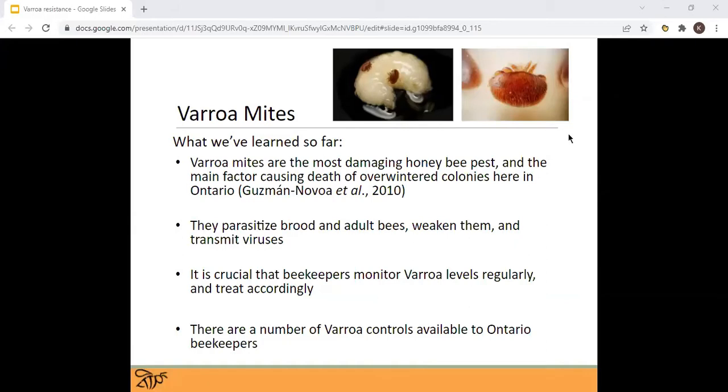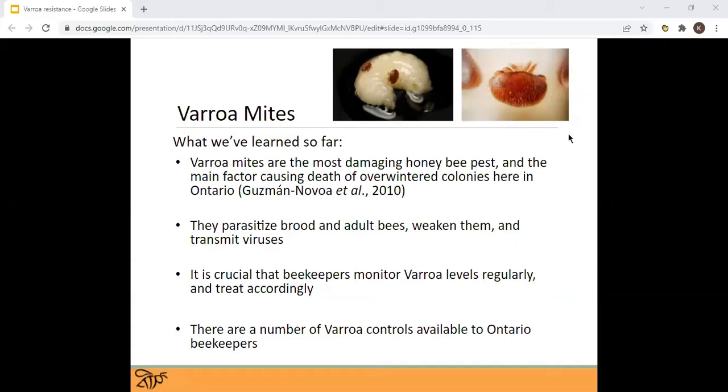Colette then covered Varroa population dynamics and demonstrated the importance of monitoring, and then along with that, how to interpret economic thresholds and figure out when you need to take action in regards to Varroa mites in your colony.